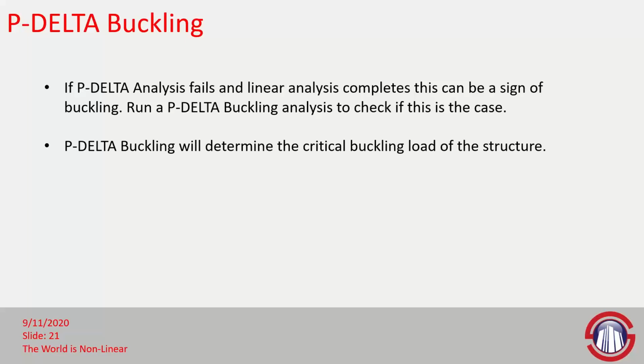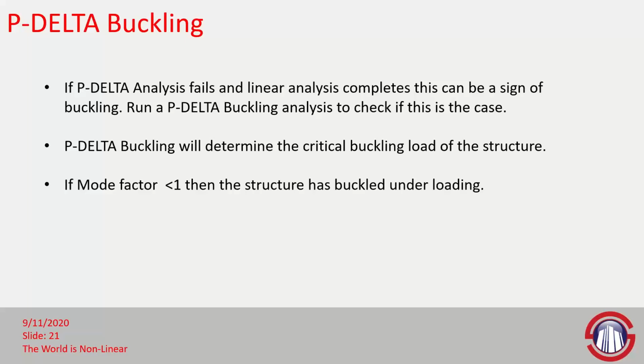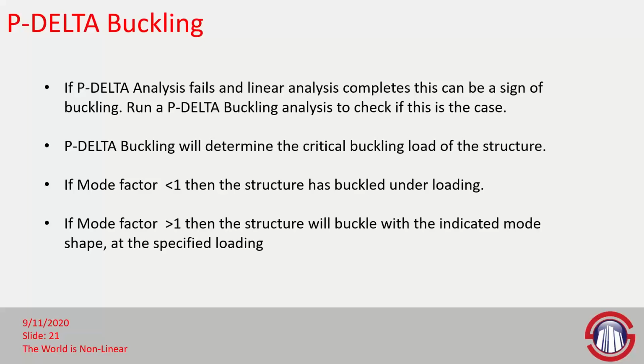And the P-delta buckling analysis will determine the critical buckling load of your structure. And what it does is it reports a mode shape and a mode factor, a P-delta buckling mode factor. And if that mode factor is less than 1, then that means that your structure has buckled according to the associated mode shape under that described loading. And if it's greater than 1, then your structure will buckle with the indicated mode at the specified loading. So it's going to give you a factor.